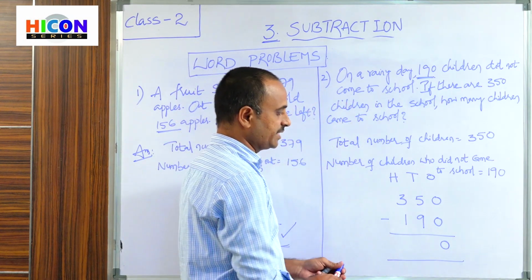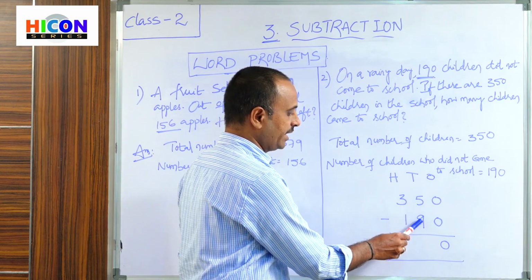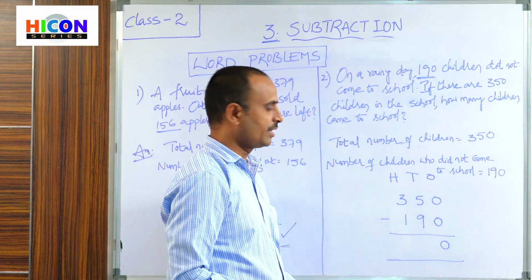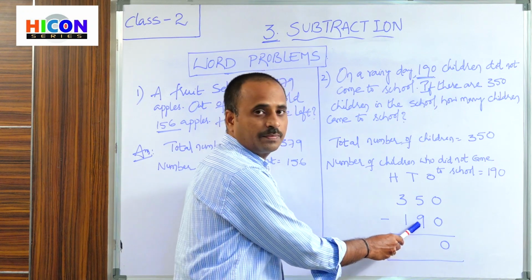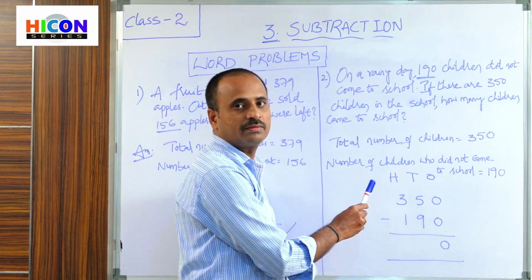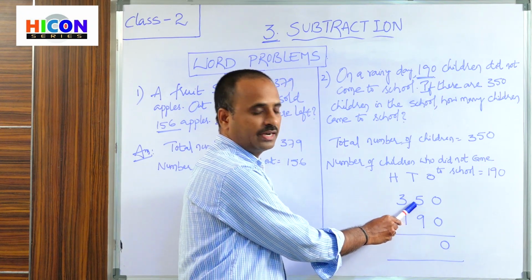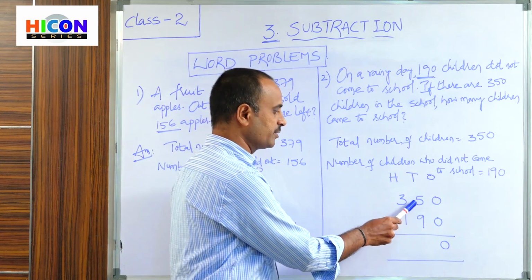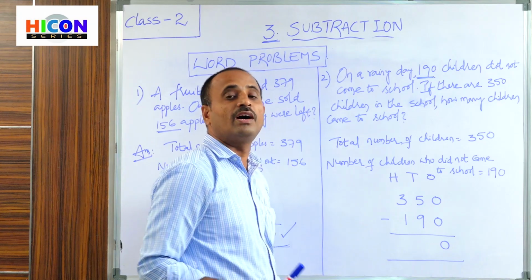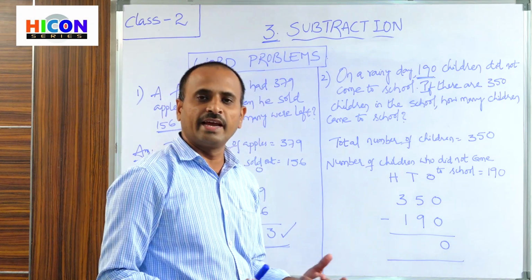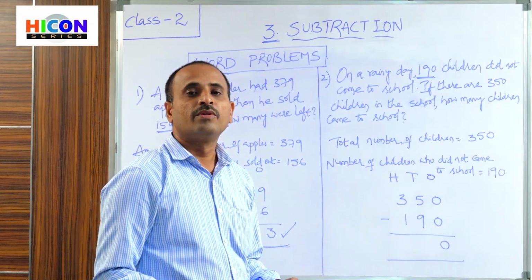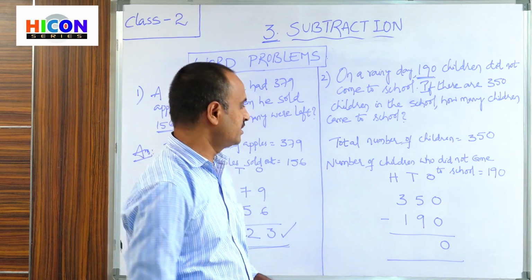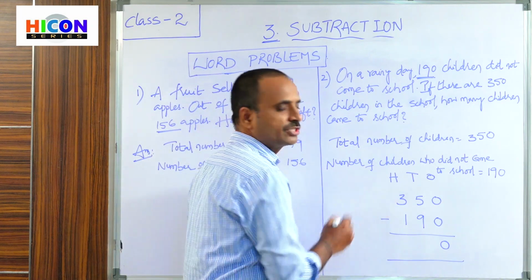So what are the digits present in the 10's place? 5 and 9 are present in the 10's place. But here we cannot subtract 9 from the 5 because 5 is the smaller number, 9 is the greater number. So subtraction is not possible in the 10's place. Then what we have to do? So again, we have to borrow from its next place. What is the next place? Hundreds is the next place.